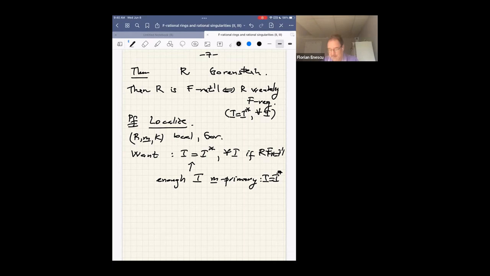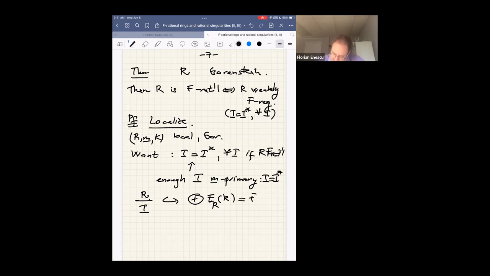Now, because the ideal is M-primary, it means that R mod I is Artinian. Every Artinian module can be embedded in a direct sum of copies of the injective hull. Actually, you can also complete the ring. I forgot to say that. So we can have a nice Matlis duality going on. So every Artinian module can be embedded in a direct sum of injective hulls of the residue field.